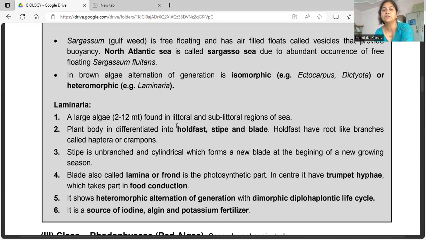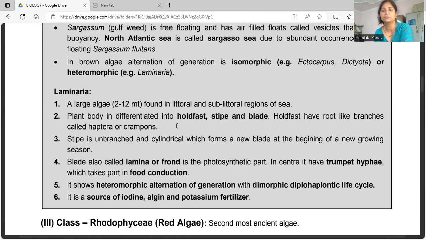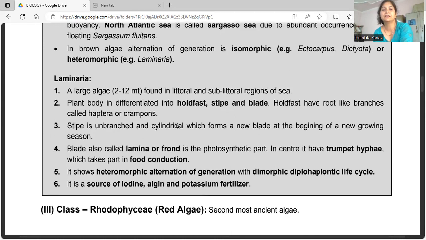Sargassum, the gulf weed, is free floating and has air-filled floats called vesicles that provide buoyancy. The North Atlantic Sea is also called the Sargasso Sea because of the Sargassum gulf weed. It grows very large, so it is called the Sargasso Sea due to the abundant occurrence of the free-floating Sargassum fluitans.